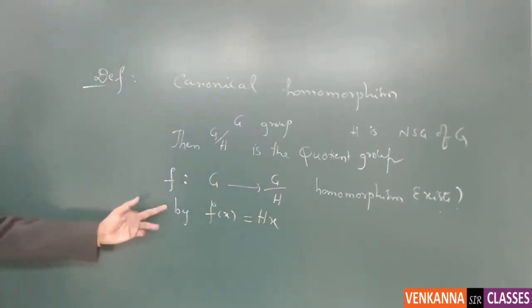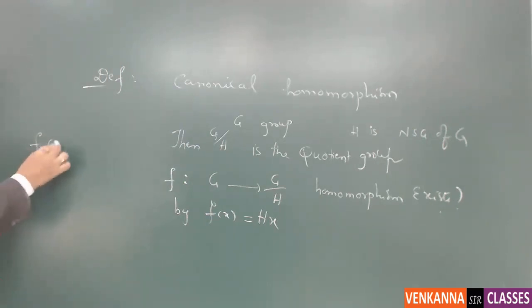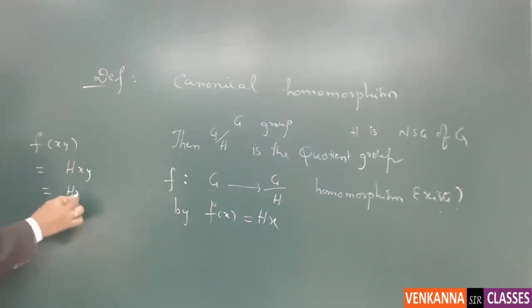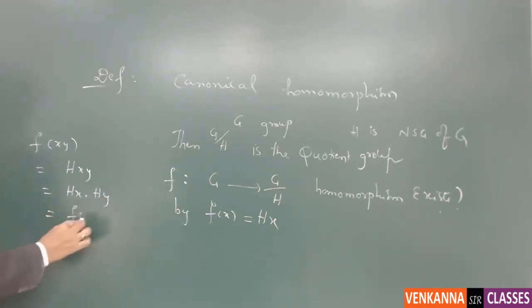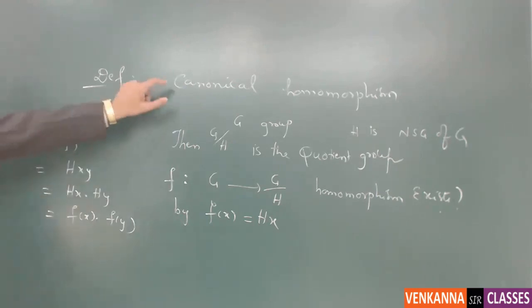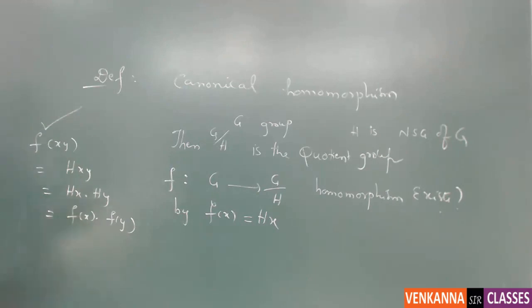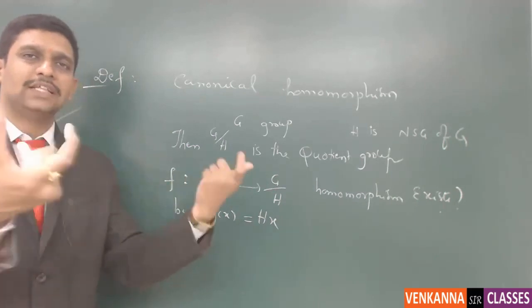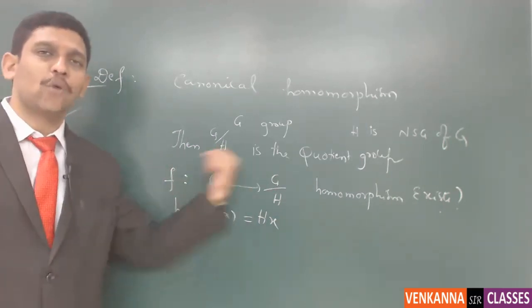You can easily verify that it will become a homomorphism, because if you consider f of xy, it is nothing but Hxy. So Hx dot Hy, as per coset multiplication, is nothing but f of x dot f of y. So this is a homomorphism. This homomorphism, you are calling it the canonical homomorphism. So please understand that here you are pairing an element with a coset. One element, one set, these two put together so that you are building a homomorphism between them.